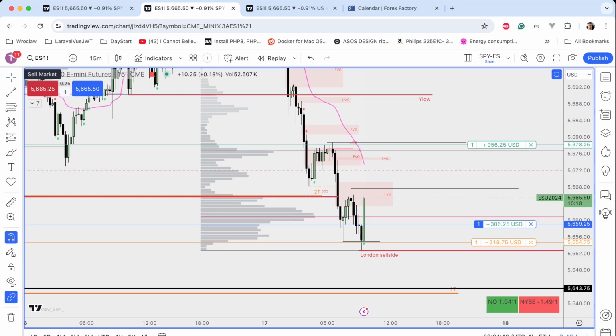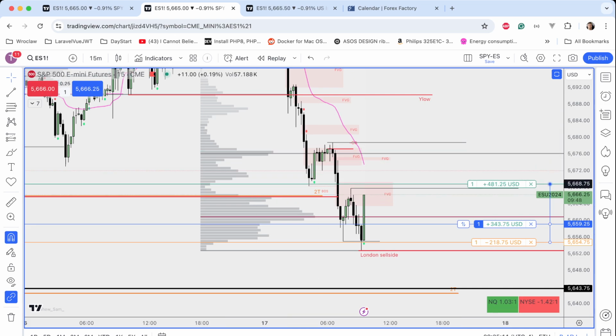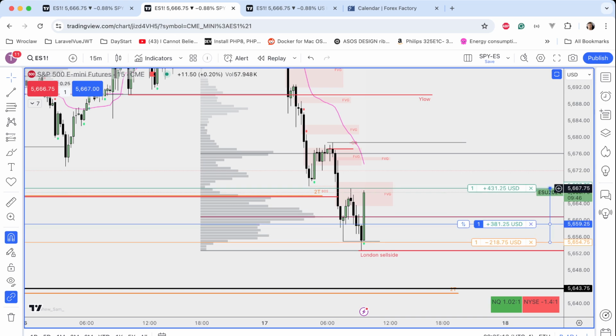I think on the bottom, because even if we get up there, most likely we drop. It's a pretty decent move. 6 points. That would not surprise me if we get down the moment we push into this level here. Yeah. So I'm actually going to take that in this place.